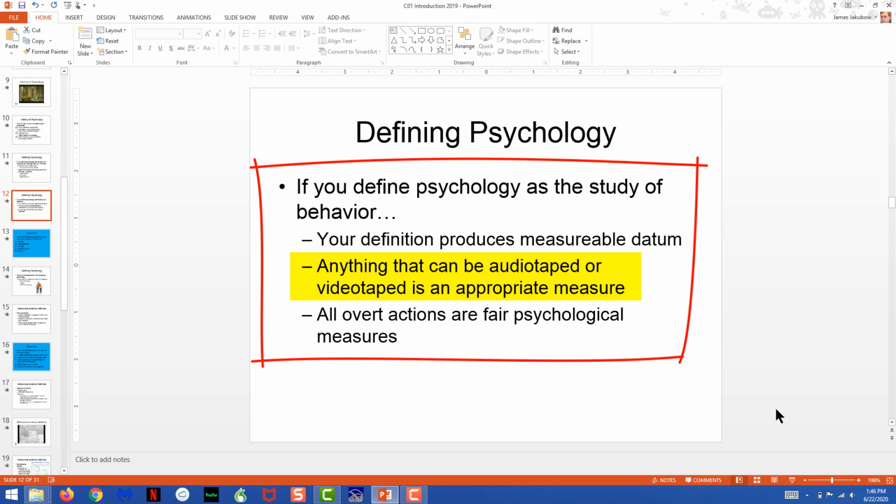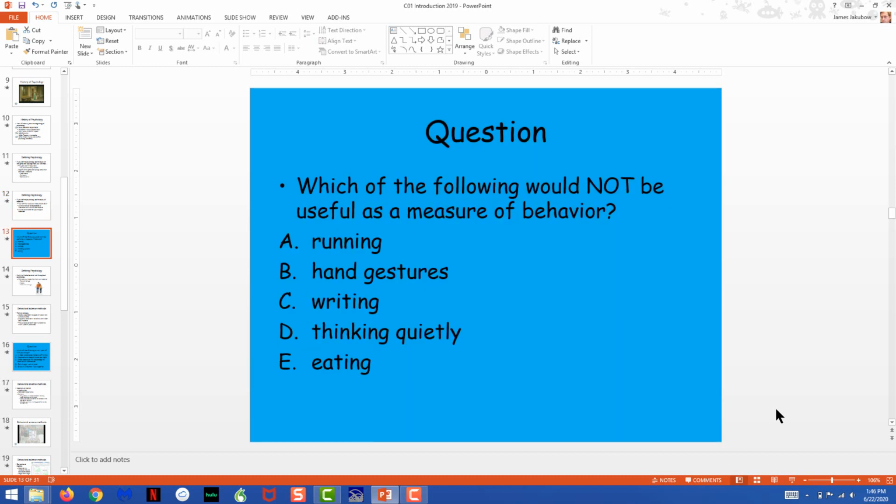So when you're working with behavior, you are squarely in the realm of science. If you try to keep pushing estimates of thoughts and feelings, then you start skirting science and you start getting into pseudoscientific activity. Now let's try to apply this idea in this particular question. Which of the following would not be useful as a measure of behavior? And the answer there is D, thinking quietly.